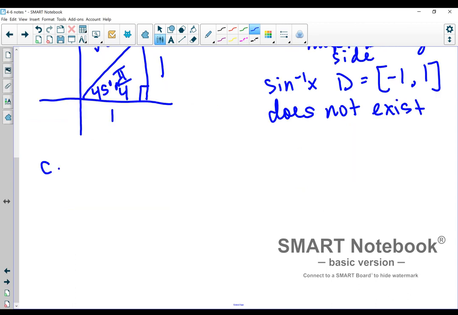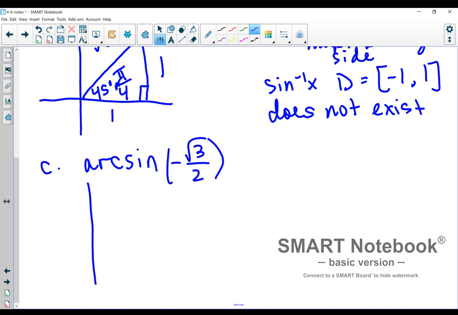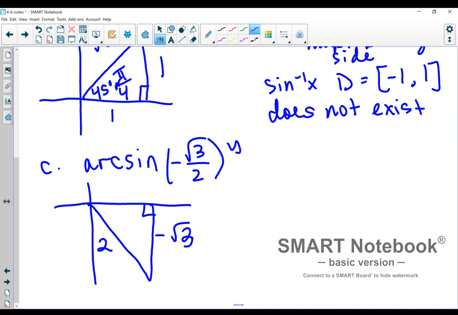And then our last one here, arc sine, which again just means sine inverse of negative square root of 3 over 2. So this one's negative. Again, that means build it in quadrant 4. My y side is negative square root of 3. R side is 2. So hopefully remember that this third side is going to be 1. So the 30 is across from the 1.